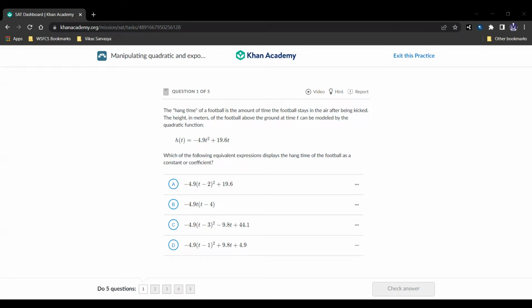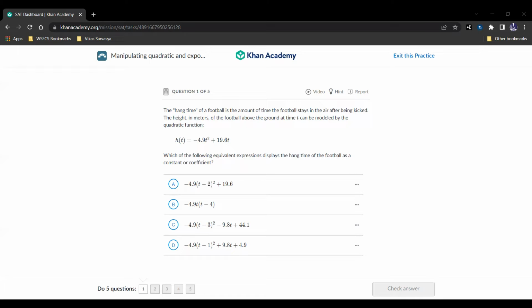Well, displaying the hang time of the football as a constant or coefficient essentially means that if you plug in one of those constants or coefficients they're talking about, the whole thing is going to equal 0. Right? That way the height would be 0, and that would be where the football ends its hang time because it's not on the ground. Right? So we can just start plugging in the constants we see.